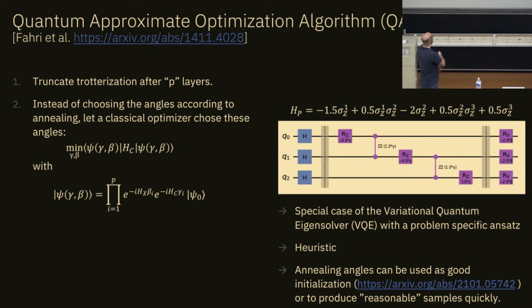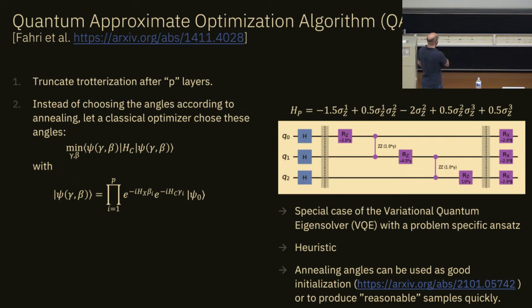And the idea here is that you build the same circuit, but you truncate it after p layers. P, for the time being, is just a random number, and that's when we stop. Then we don't choose these angles of these rotations based on the annealing schedule, but we actually let a classical optimizer choose them. That's what you see here. So you now have a parameterized circuit, and you just choose these parameters to minimize the energy. And this psi gamma beta is defined like this.